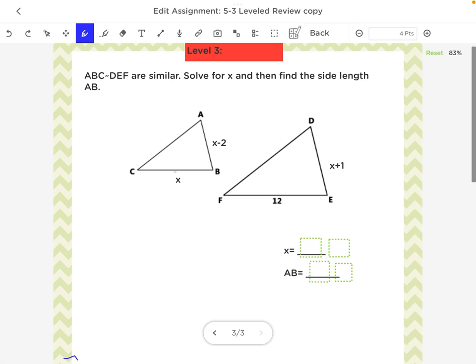Okay, you've got two triangles that are similar. We're going to need to find x, and then we're going to need to find the missing side AB. Okay, let's set up our proportion.